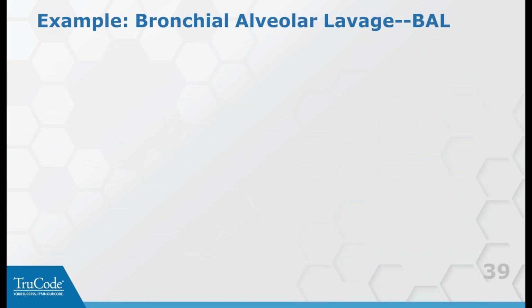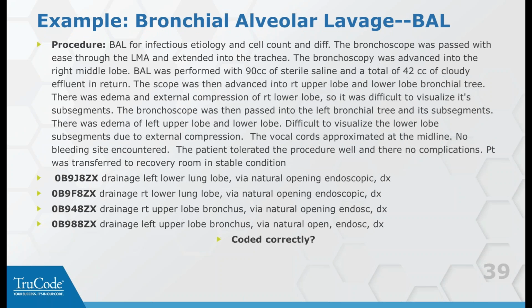Also, BAL, bronchial alveolar lavage. This was another chart that I was reviewing at some point in time, and in this particular case you read that this BAL was performed into the right middle lobe. They took out 90 cc's of, or a total of 42 cc's of cloudy effluent, and then they put the scope into the right upper lobe and lower lobe bronchial tree, and then they went in the right side and the left side to look around and see what was going on.